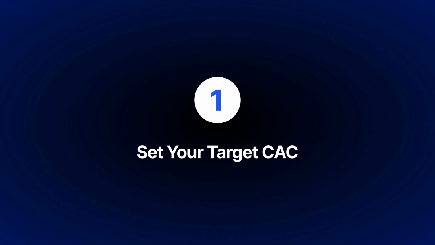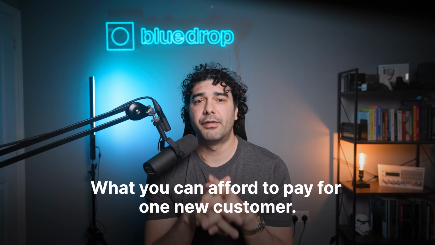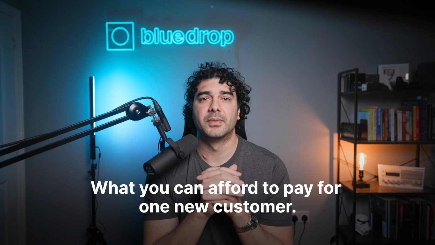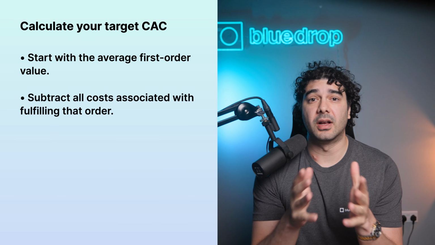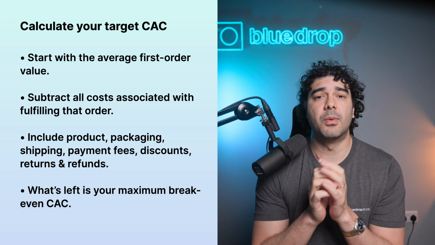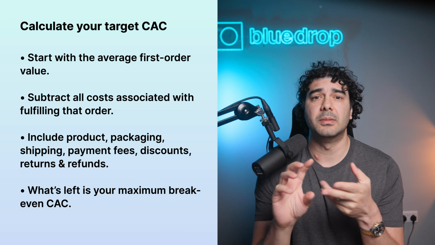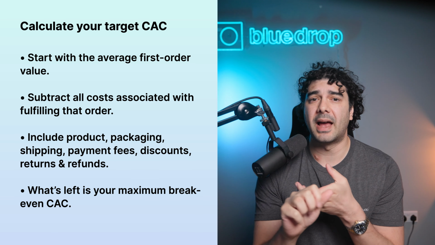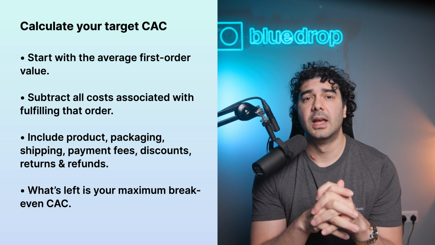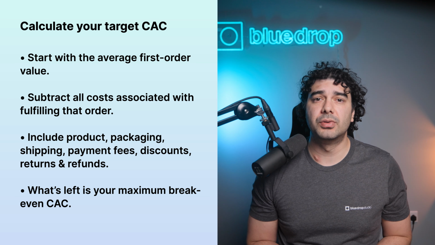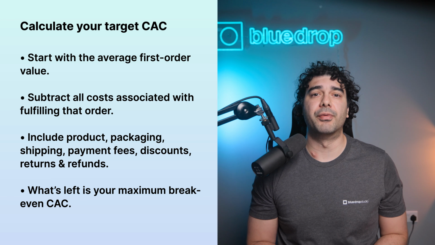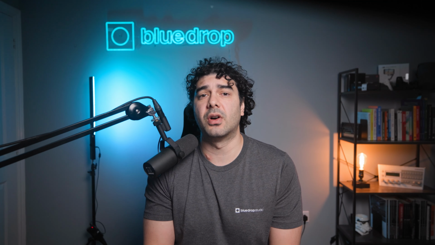Step 1. First, work out what you can afford to pay for one new customer. Start with the average amount from a customer's first order. Then take away all the costs caused by that order. This includes the product, packing, shipping paid by the brand, payment fees, discounts, returns, and refunds. The money left is the most you could pay for that customer before the first order loses money. This is your break-even customer cost.